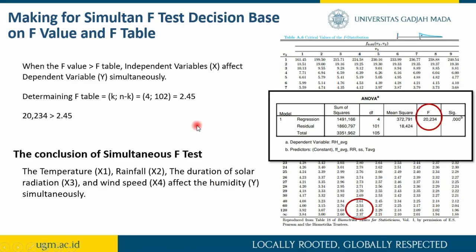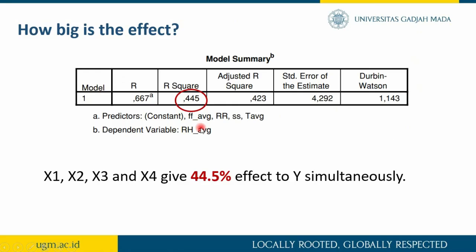Okay, and then how big is the effect? To know how big the effect is, we look at this model summary table at R square. It has 0.445 or 44.5%. So we can conclude that x1, x2, x3, and x4 give a 44.5% effect to y simultaneously.